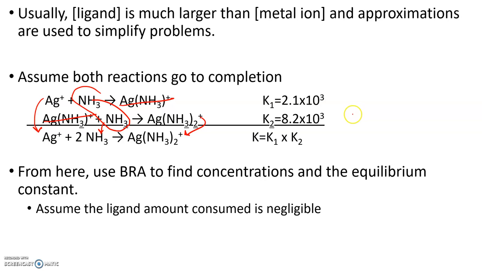It works just like Hess's law. Add the two equations together. The difference between equilibrium and Hess's law is that you multiply your two values of K together. So if I wanted to know the equilibrium constant for this particular equation, I would take the K of the first step and the K of the second step and multiply them together. From here, you can use a BRA box that I mentioned a couple videos ago to find the concentrations. You're going to assume that the ligand amount consumed is negligible, meaning we don't care about it. This is one of those approximations, or assumptions, that I talked about before.